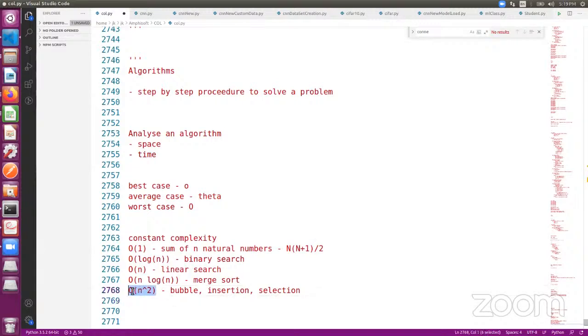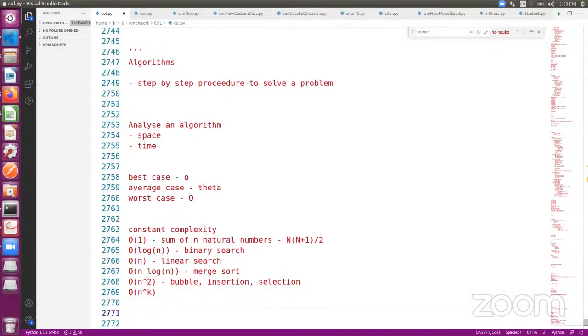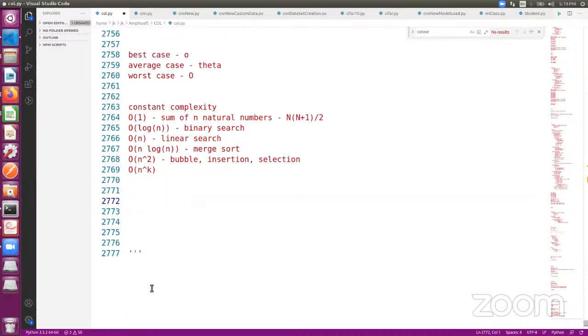Okay, so to generalize this, we have order of n to the power of a constant value, let's say k. Just a general form. See, all these things are polynomial terms. Now, next we have n factorial, and then e to the power n, and then n to the power n. All these are non-polynomial terms.